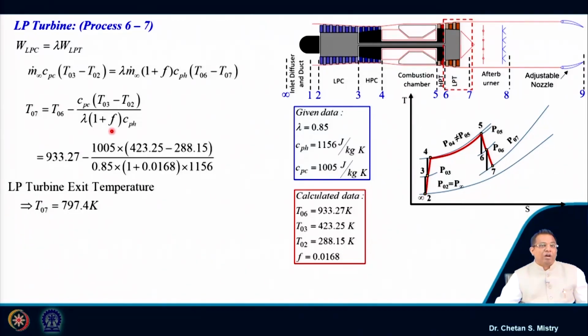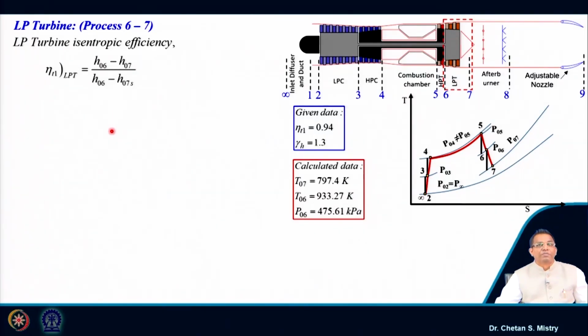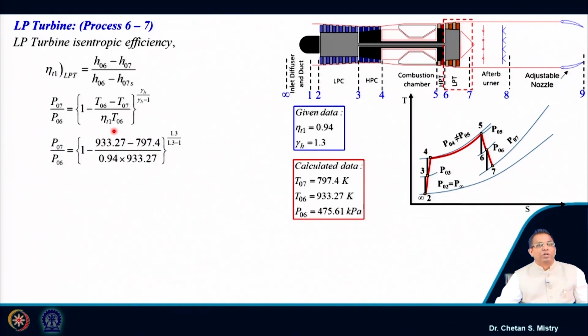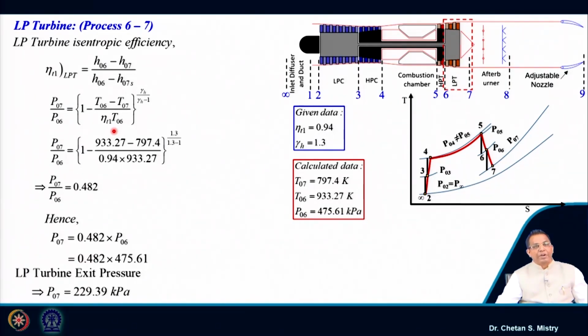Okay. Now, next we have the calculation of the exit pressure from the LP turbine. So, we know pressure, temperature and efficiency are correlated. This correlation will give me the pressure at the exit of our LP turbine. So, let us put these numbers. By putting these numbers, it says my exit pressure is coming 229.39 kilopascal.